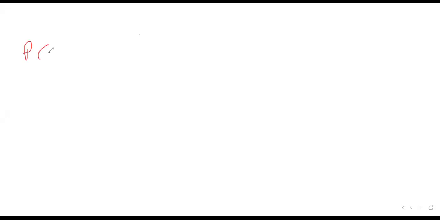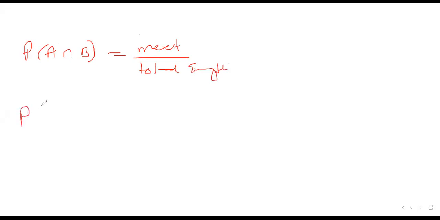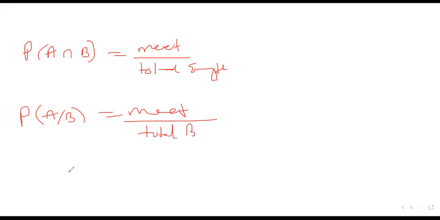So when you're told probability of A intersection B, it is where they meet divided by what? Total of everything. If you're told probability of A given B, it's where they meet, but the total for what? Total for B. If you're told B given A, it's where they meet, but the total for what? Total A. I hope this is helping.